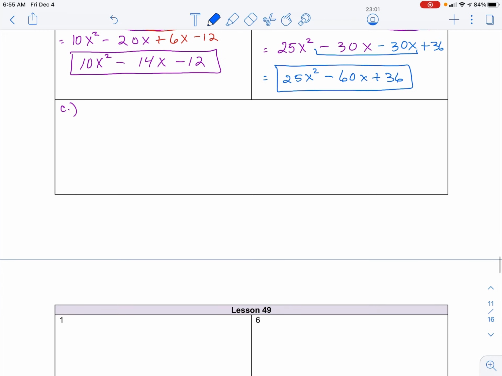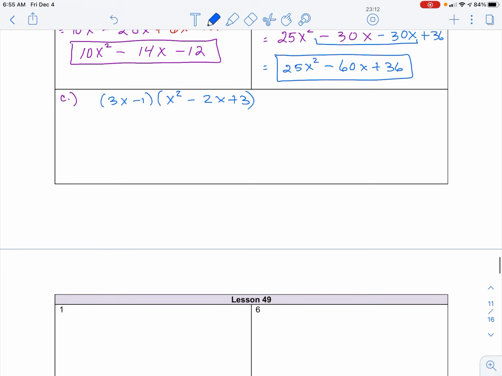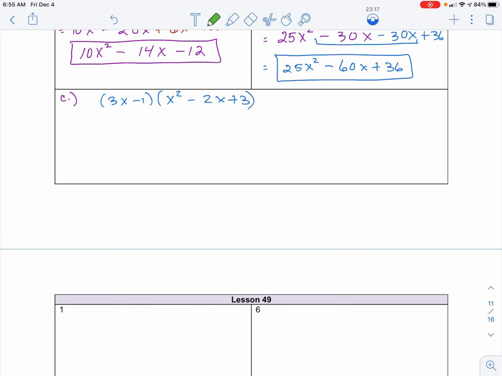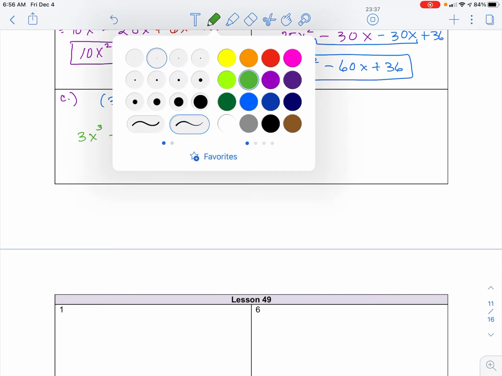And then finally, the last example is taking that binomial and multiplying it with a trinomial. So remember, every term in your binomial must be multiplied with every term in your trinomial. So I'll start with my 3x, and I'll multiply it with x squared. I will have 3x to the third power. 3x times a negative 2x, and I will have negative 6x squared. 3x times that positive 3 will give me a positive 9x.